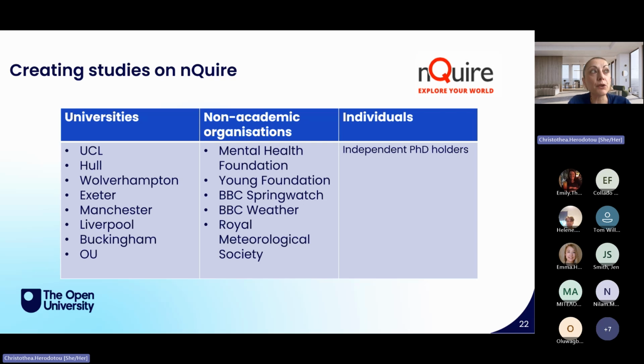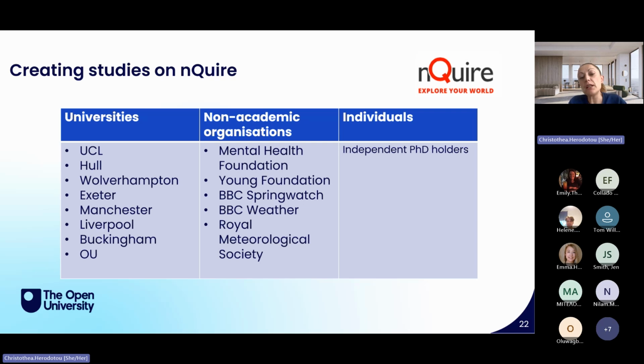Recently, we got a grant on mental health, and we work with 3 non-profit organizations in Northern Ireland to design, to support mental health for young people. And as part of the activities, we are going to use nQuire to design some studies with youth.